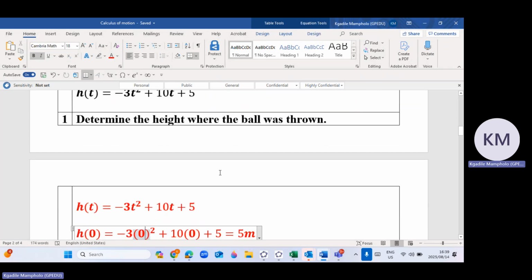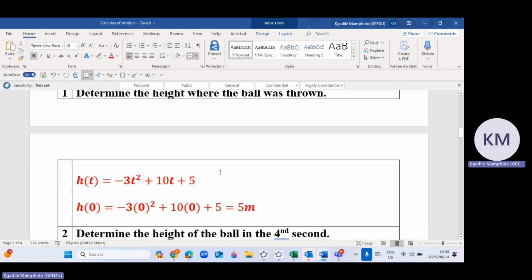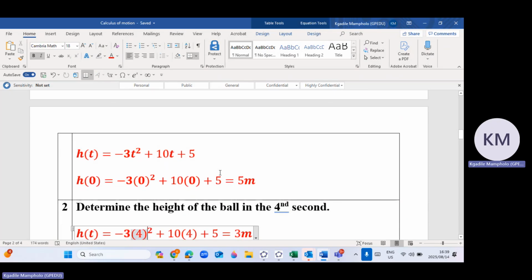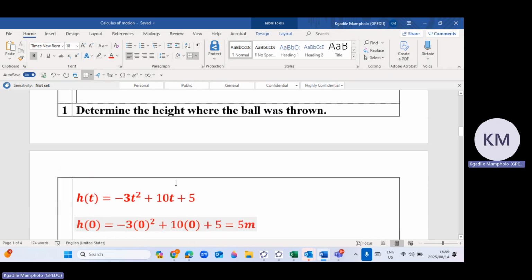Now, let's look at the first one. The first question says, determine the height where the ball was thrown. Remember, we assume that the time you are throwing the ball is time 0, and then we start recording the motion every second.